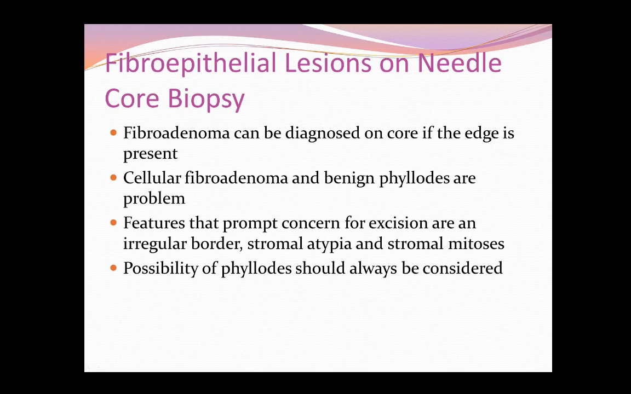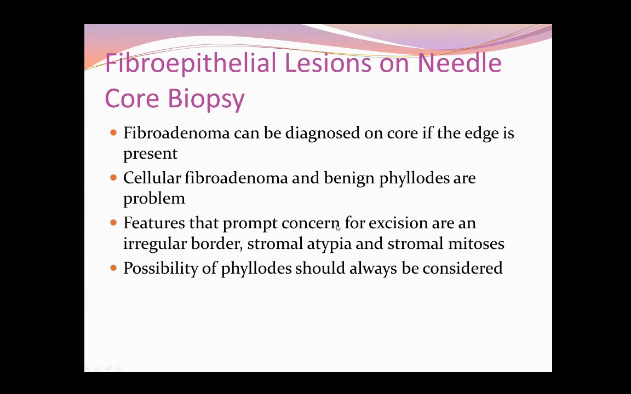I won't be talking today a lot about the phyllodes. It's a different category of fibroepithelial lesions. Just a brief about what they are. So fibroadenoma can be diagnosed on the core biopsy if the age is present, and it becomes much easier. The problem is between the cellular fibroadenomas and benign phyllodes, especially on the needle core if the stroma is cellular. Then usually you would sign it out as a fibroepithelial lesion with increased stromal cellularity and recommend excision, and then the diagnosis will depend on the evaluation.